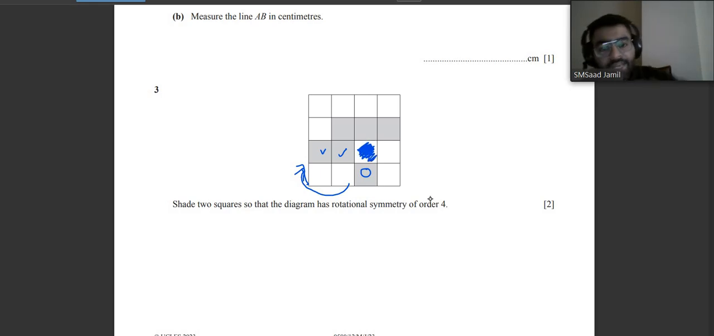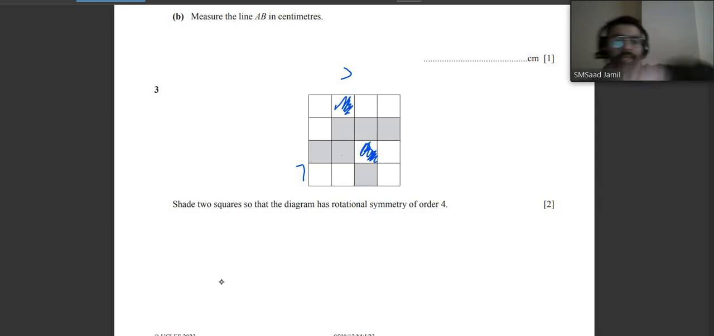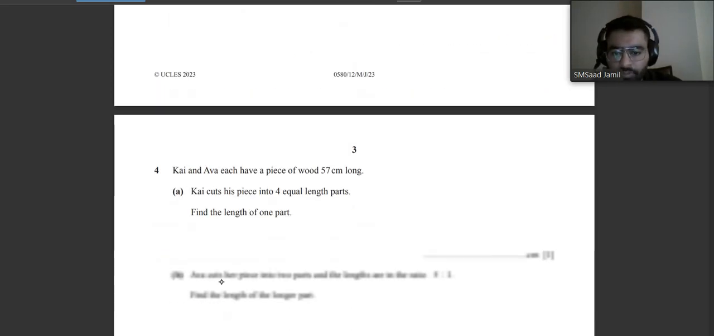And when I rotate this again, because it's a rotational symmetry of order 4, if I rotate this again, these 2 points will now become these 2 points. So I have to shade this as well. So in short, the answer for this question is going to be, I will shade this box and then I will shade this box. Yeah, this and this. So whenever you rotate, it's going to have rotational symmetry of order 4.